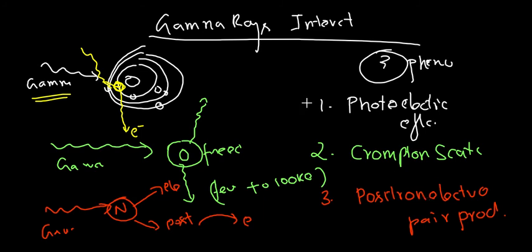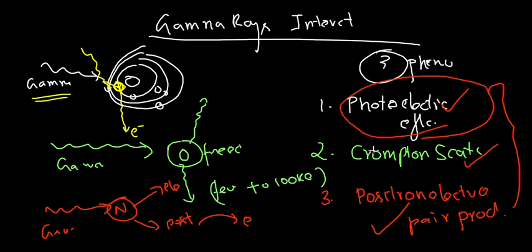So these are the three possibilities when a gamma ray interacts with matter. Either it can dislodge an electron from the innermost orbit, that is the photoelectric effect, or it can give part of the energy to the free electron, that is Compton scattering, or it can destabilize the nucleus by pair production. This is the third possible effect connected with gamma ray interaction. But for our gamma ray spectrometry, the most favorable effect is the photoelectric effect.